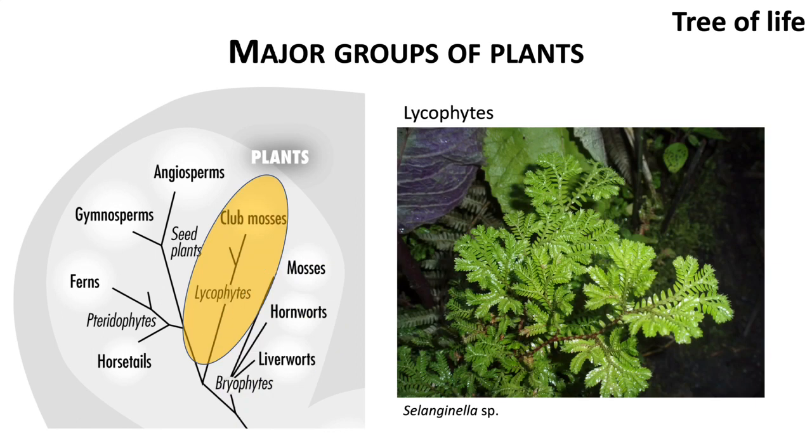The next diverging lineage are the lycophytes. These plants do have true, simple leaves with only one unbranched vein, but they also lack seeds and are often also found in moist environments. Selaginella, one example, is shown here. You can see the very small single-veined leaves.